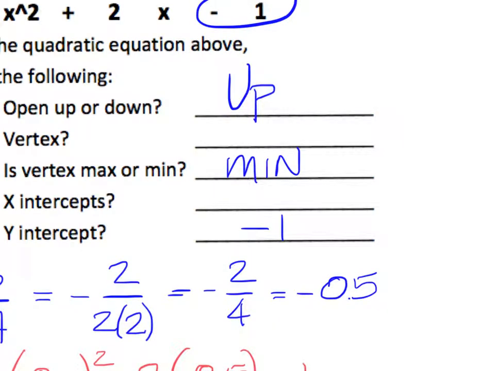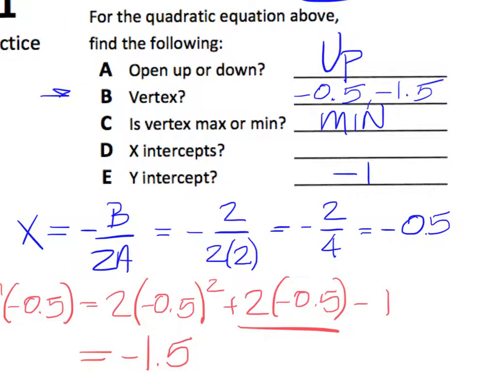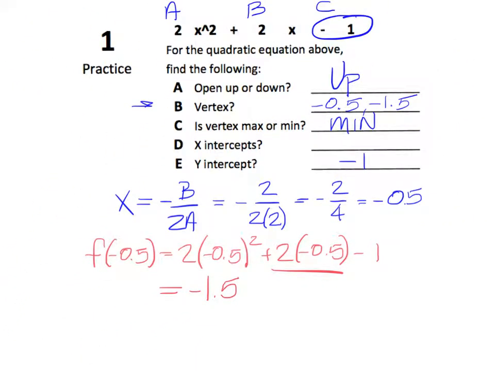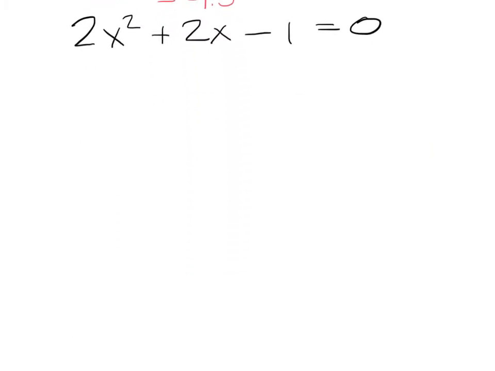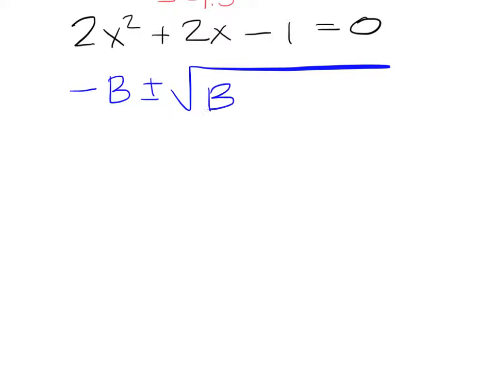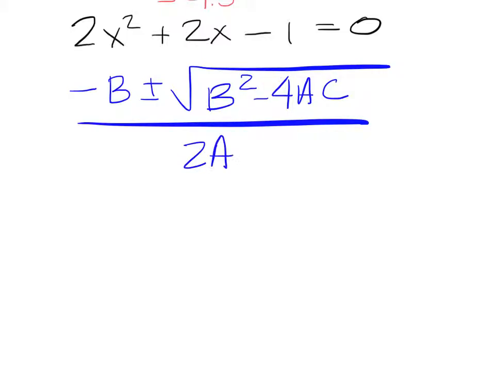Remember, you had -0.5, and then you also had -1.5. One last thing to find, and that would be the X-intercepts. Remember, the function is 2x squared plus 2x minus 1, and you can set that equal to 0. Use the quadratic function or the formula, which is -b plus or minus the square root of b squared minus 4ac. All of that over 2a.